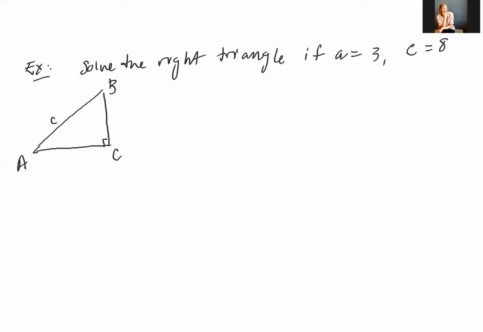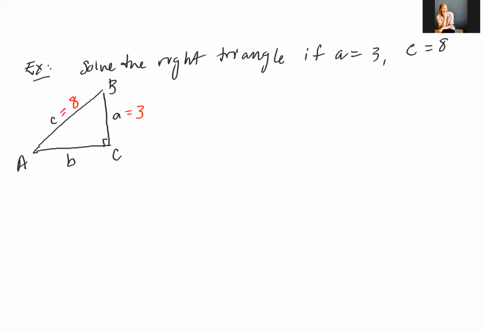This is side C that is opposite angle C. This is side A that is opposite angle A. This is side B that is opposite angle B. That's the setup. And I'm going to fill in the parts I know. Maybe I'll use a different color. I know side A. I know that it is equal to 3. I know side C. I know that it is equal to 8.